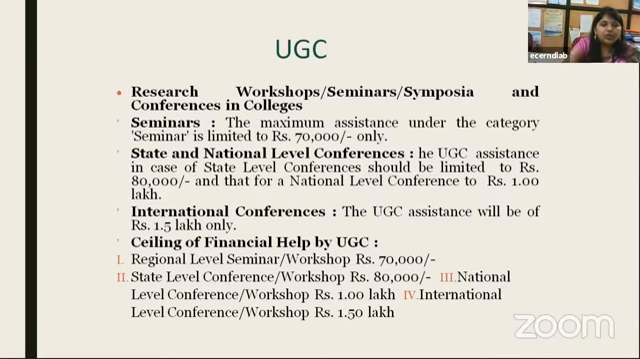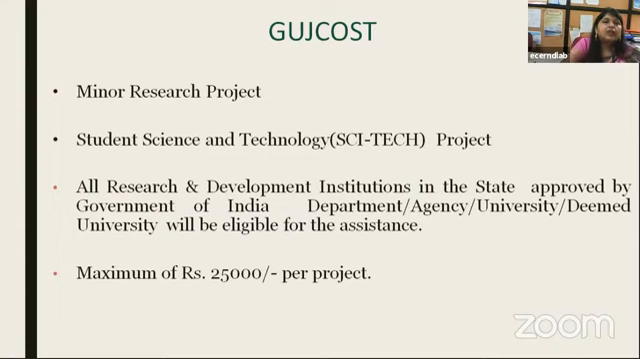So UGC will also give. You can see, for a state level conference, if you want to conduct an international conference or workshop in your college, you can write to UGC. Then it also gives the minor research project, which is a very small amount, but yes, you can apply for this also at the student level.